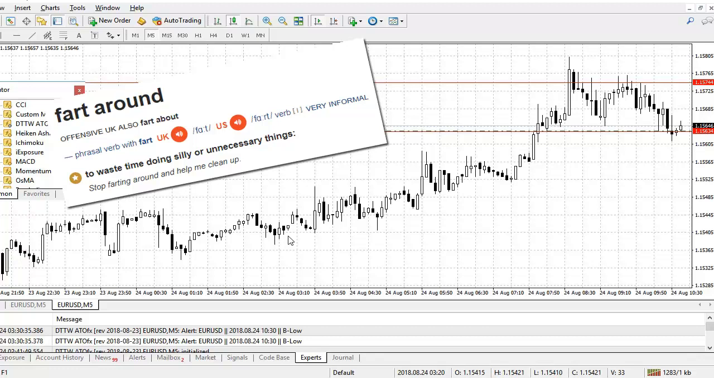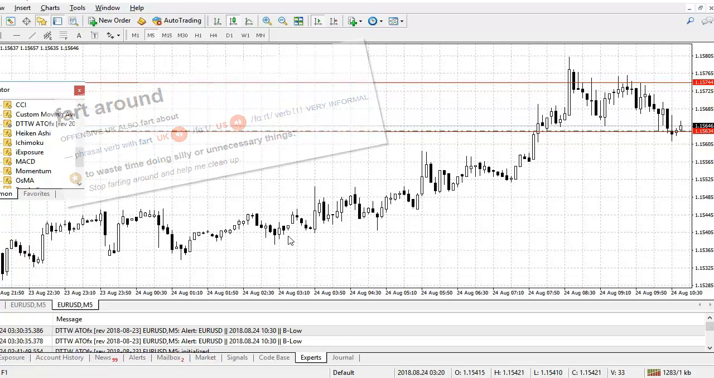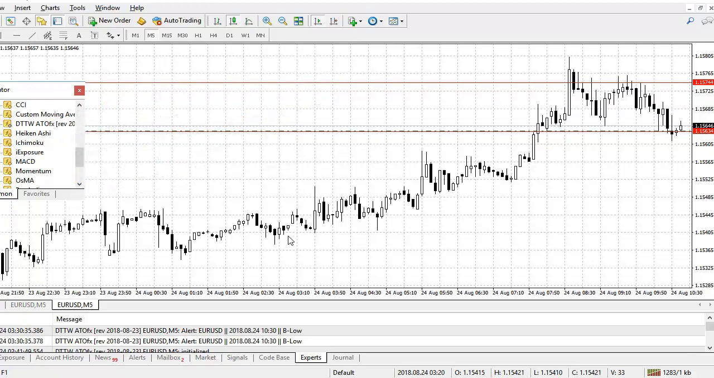The best case scenario is that the market would reach my target in 1 or 2 candles, and that is what often happens.